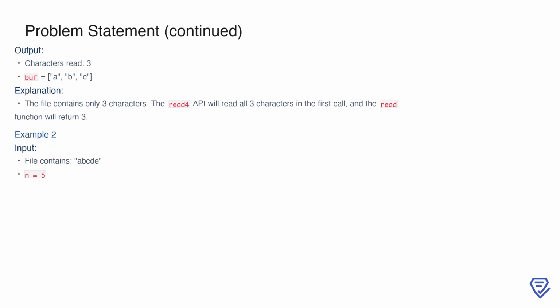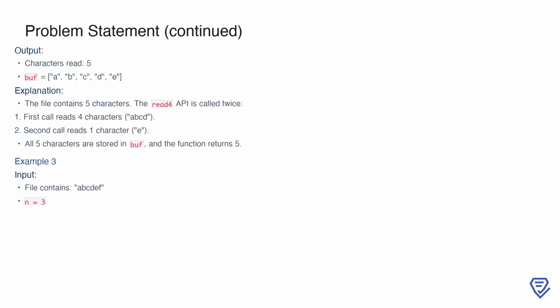Now, consider another case where the file contains the string ABCDE and you are asked to read 5 characters. For this case, the function would read all 5 characters into the buffer, returning the array A, B, C, D, E, and the integer 5. Here's how it works: the Read4 API is called twice. In the first call, it reads the first 4 characters, ABCD. In the second call, it reads the remaining character, E. Your function then combines these characters into the buffer and returns 5, the total number of characters read.